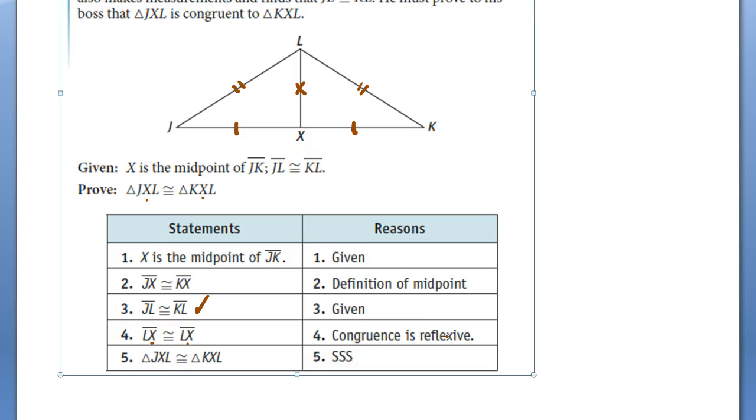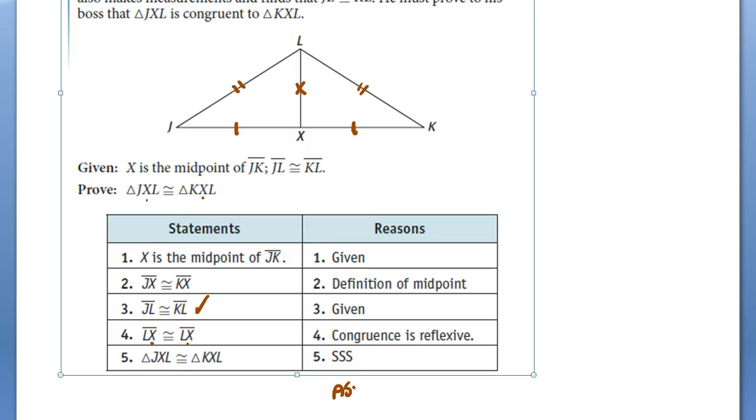Congruence is reflexive. Looking at this picture, we have the side, side, side situation, right? When all 3 sides of one triangle are congruent to the 3 corresponding sides in the other, we can say that they're congruent, and our reason is SSS. We're now able to use SSS as a reason because we proved that it was true.